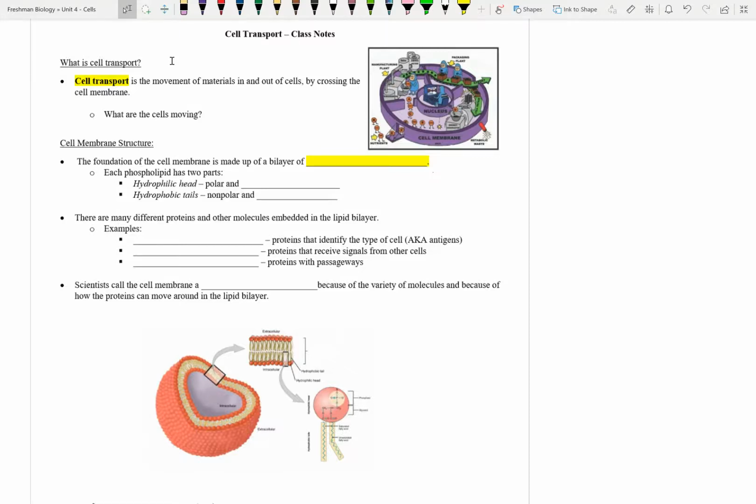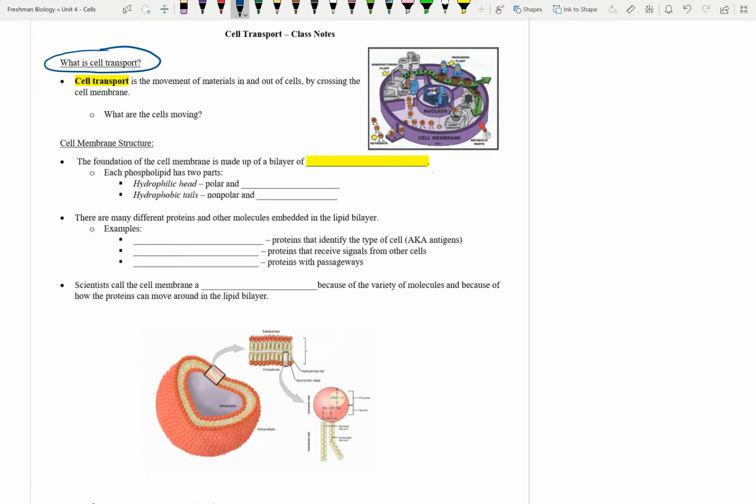In this video, you're going to learn about cell transport. And cell transport is not a cell moving from one place to another, but instead we're thinking about materials moving across the cell membrane to either get into the cell or get out of the cell.